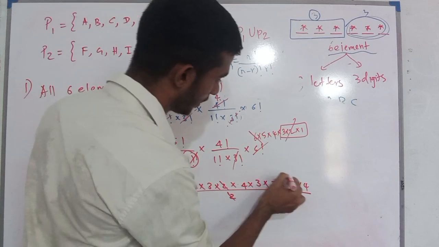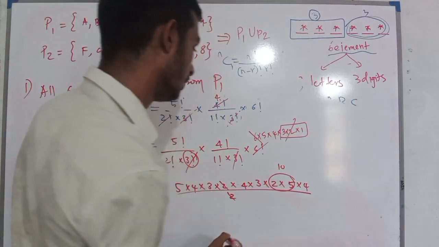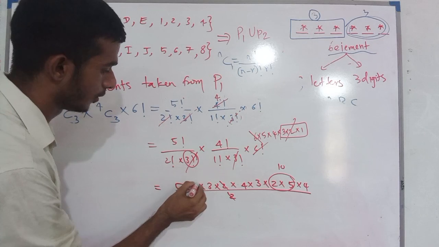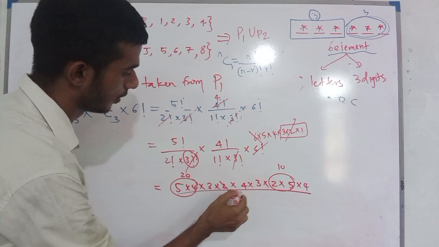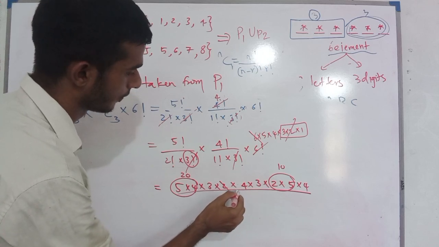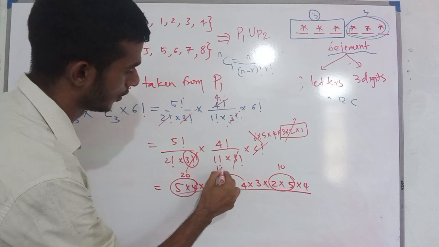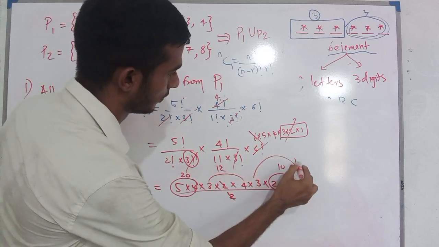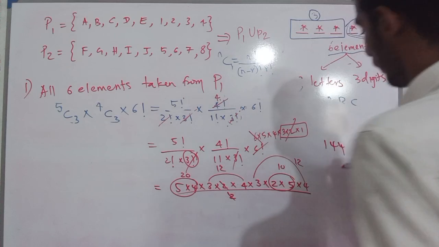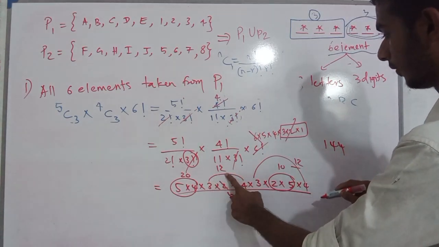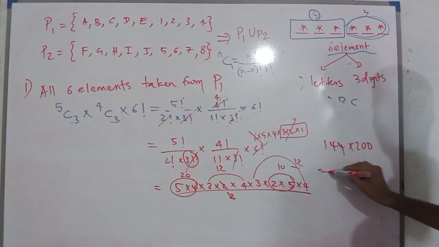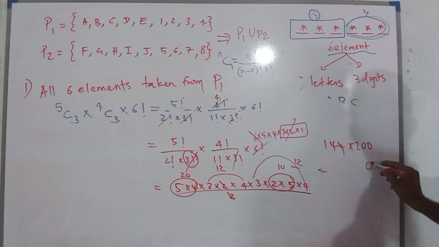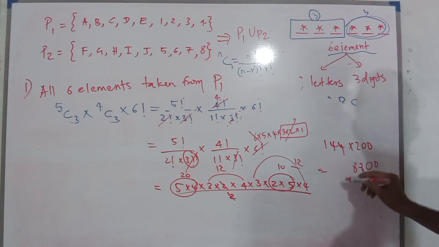Yes, now 10, right? 10, 20, 12, 12, 144, 12 times 12, 144, again 200. Now, what is the answer? 0, 0, 8, 8, 2. So the answer is okay.